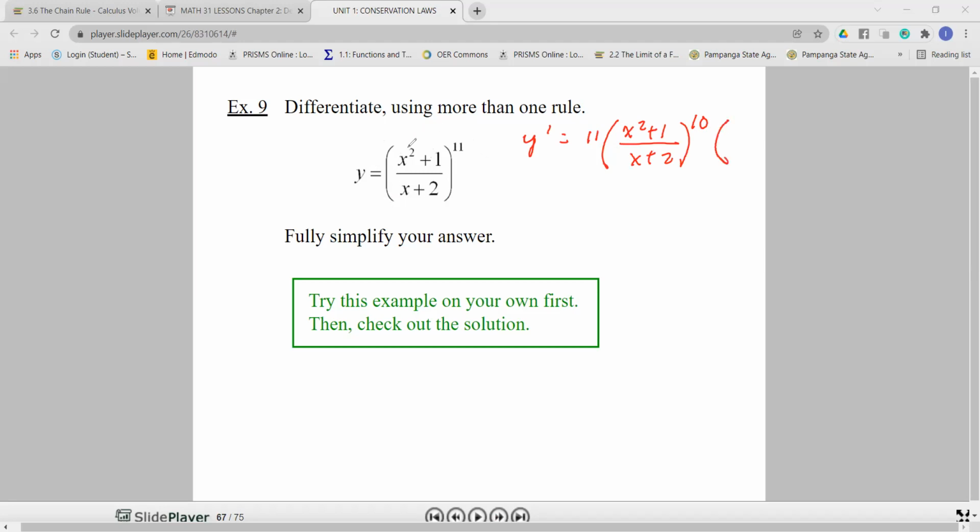Yung derivative ng nasa loob, this is by quotient rule. Okay, yan. Paano sa loob? So, you square the denominator. Okay, low times derivative of the high, di ba? So, ito muna low ko. Tapos derivative ng nasa taas, which is 2x. Minus yung nasa taas naman, x squared plus 1, times derivative ng nasa baba, which is equal to 1. So, pwede ngang alisin ko, hindi ko na isasama. Yan. Pwede yan.